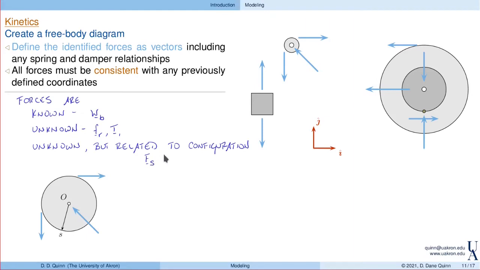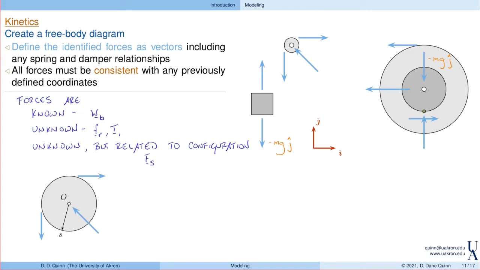Force due to the spring is a great example. Right, so let's go and do those. Here I'm going to draw all of the known forces in orange. So the weight here, minus mg in the j direction. That's known, right? The weight of the disk, minus mg in the j direction. That's also known. None of these other forces, though, can we write down now.